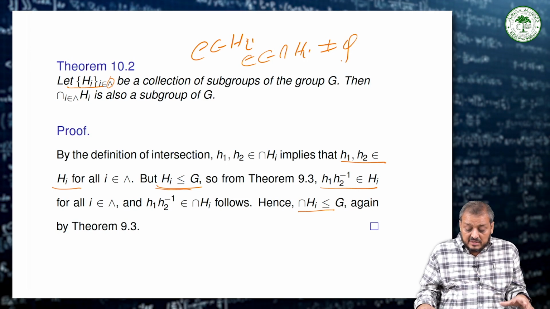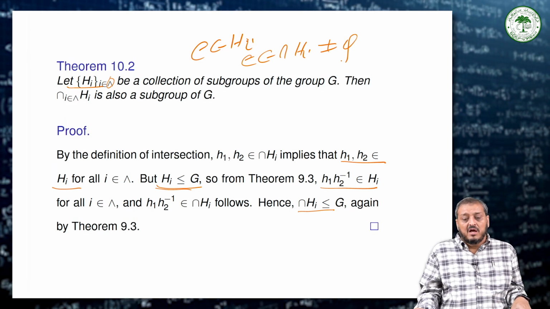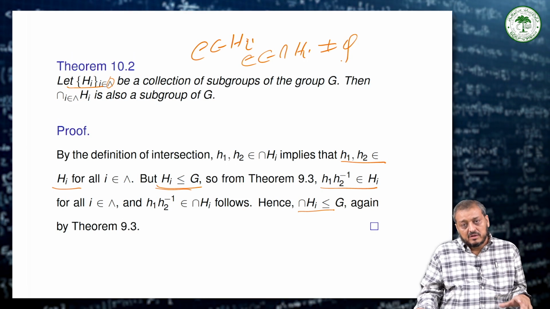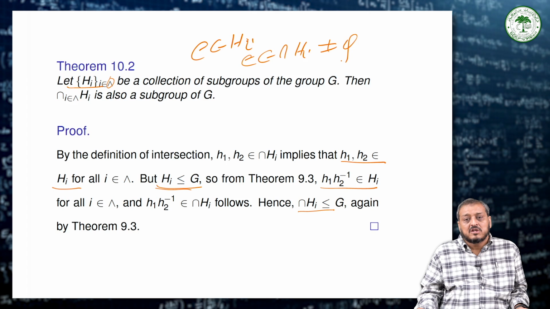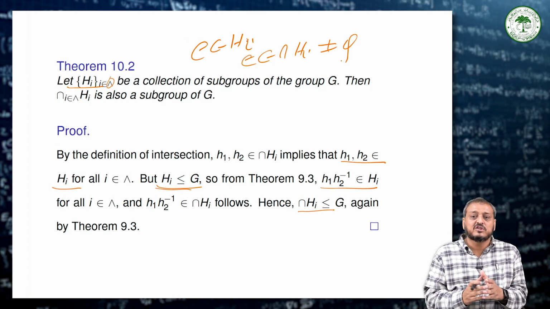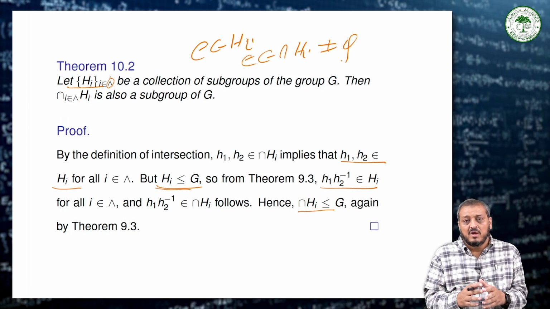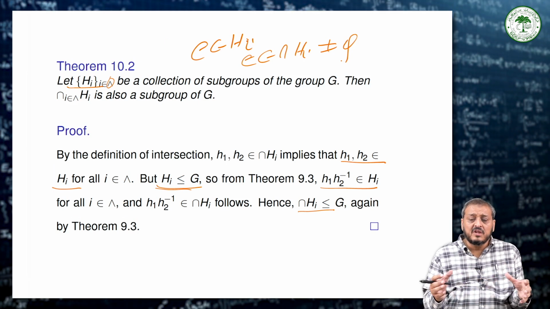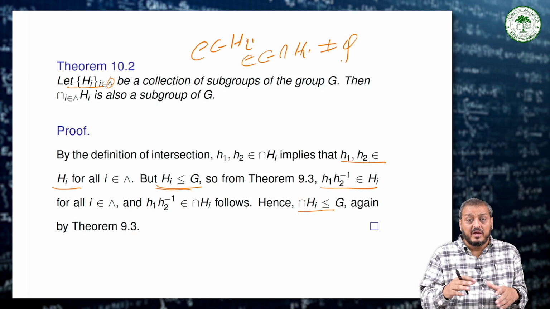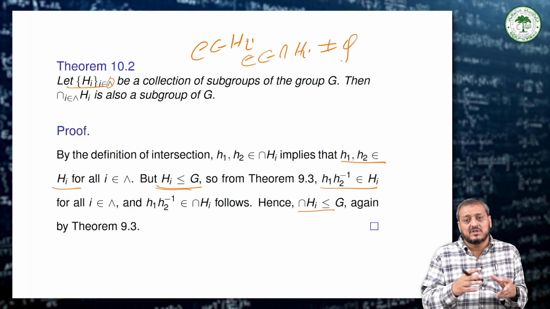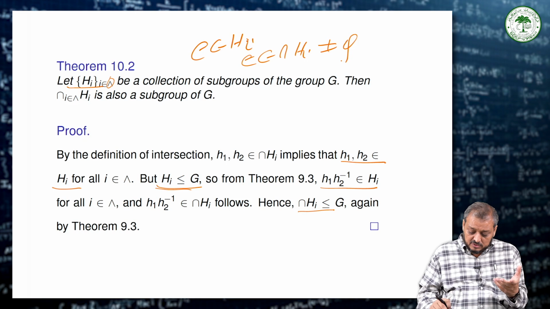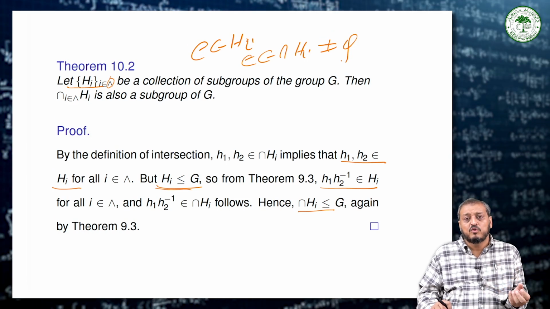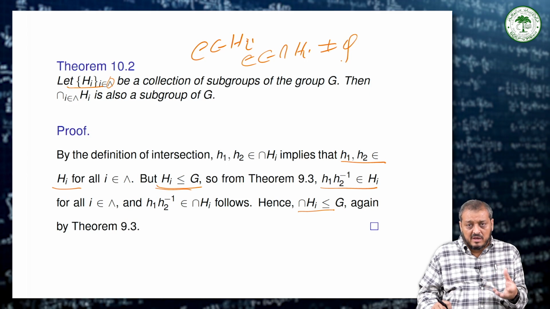Now a natural question arises: what can we say about the union of two subgroups? If we have H and K, two subgroups, what can we say about the union of these two subgroups? Is the union of these two subgroups again a subgroup or not? So that is the answer. In general, we can say that the union of two subgroups need not be a subgroup.